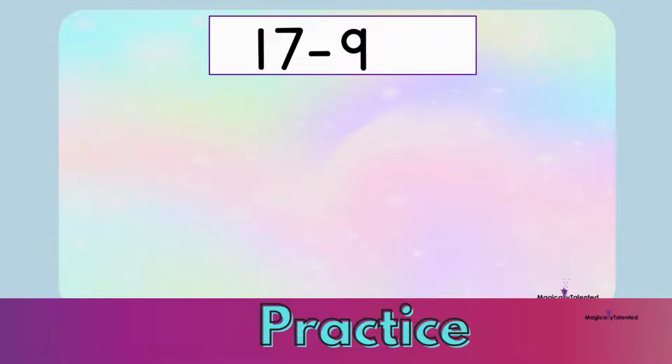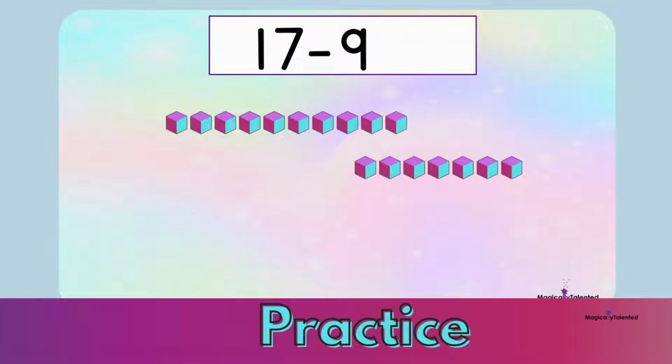Let's try one more. 17 minus 9. Let's get our 17 counters. What are the 2 groups we have here? We have a group of 10 and a group of 7. Is it easier for us to take 9 away from the 10 or 9 away from the group of 7? Of course it's easier for us to take 9 away from the 10. Go ahead and get that imaginary line going, like this.